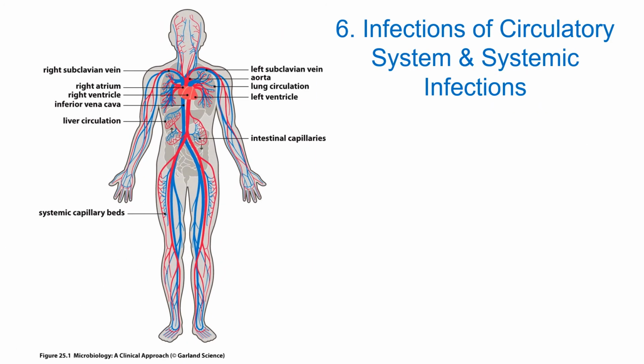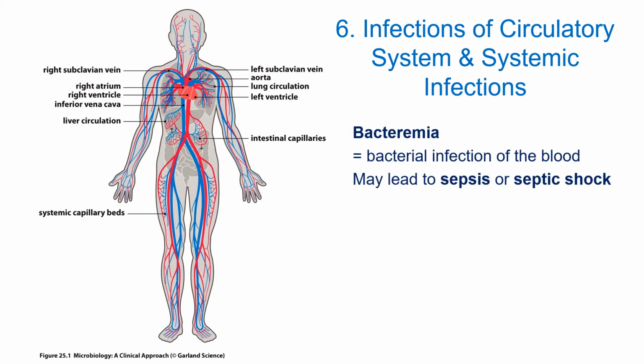So, part 6 is infections of the circulatory system and systemic infections. Unfortunately, I really don't have time this semester to give this particular unit any justice. There's a lot that could be said about systemic infections. What do we mean by systemic infections? We mean infections of the blood. If we're talking about bacteria, we might say bacteremia. If we're talking about viruses, we might say viremia, and so on.